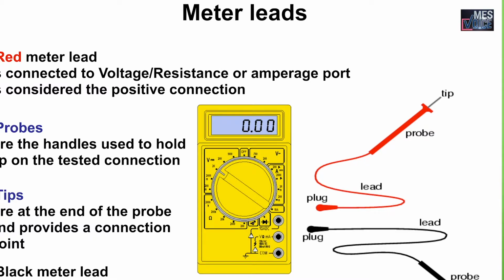Meter leads. For a multimeter, there are two meter leads, the red meter lead and the black meter lead. The red meter lead is connected to the voltage, resistance or amperage port and is considered the positive connection. The black meter lead is always connected to the common port and is considered the negative connection. Then there is a probe, a handle used to hold the tip on the tested connection. Tips are at the end of the probe and provide a connection point.